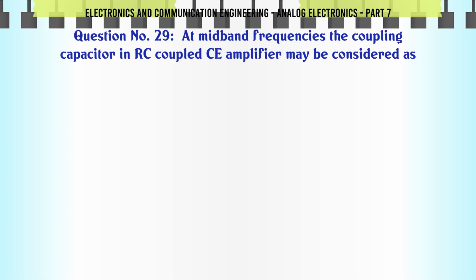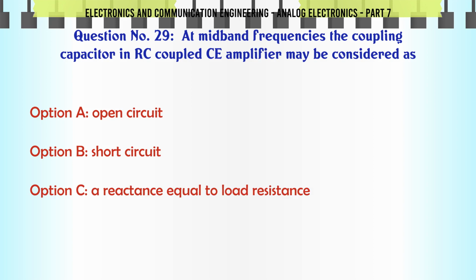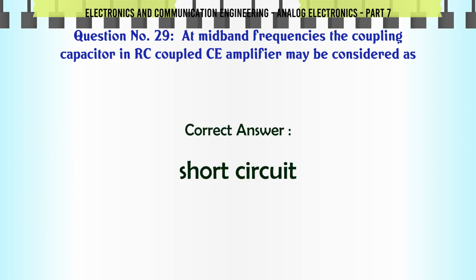At midband frequencies, the coupling capacitor in an RC coupled CE amplifier may be considered as: A. open circuit, B. short circuit, C. a reactance equal to load resistance, D. none of the above. The correct answer is short circuit.